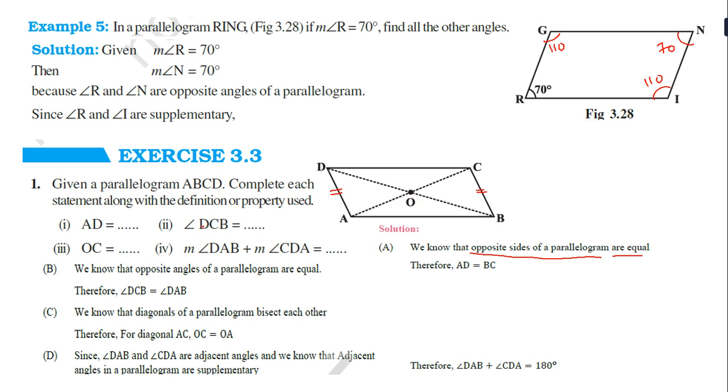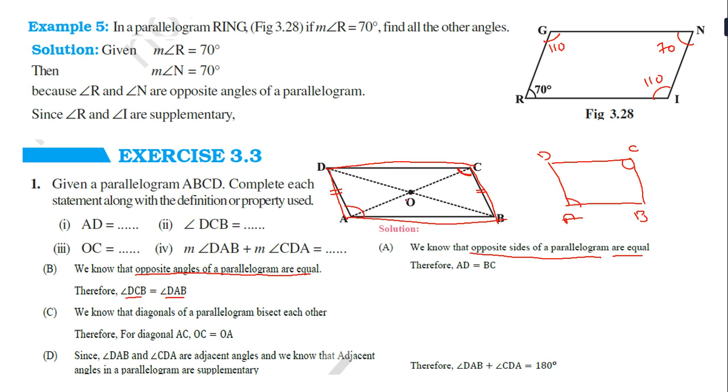Now second, angle BCD. So from D, C, B. So it is equal to what? DAB. So BCD is equal to DAB. Why? Opposite angles of a parallelogram are also equal. So A, B, C and D. So here and here it is equal.